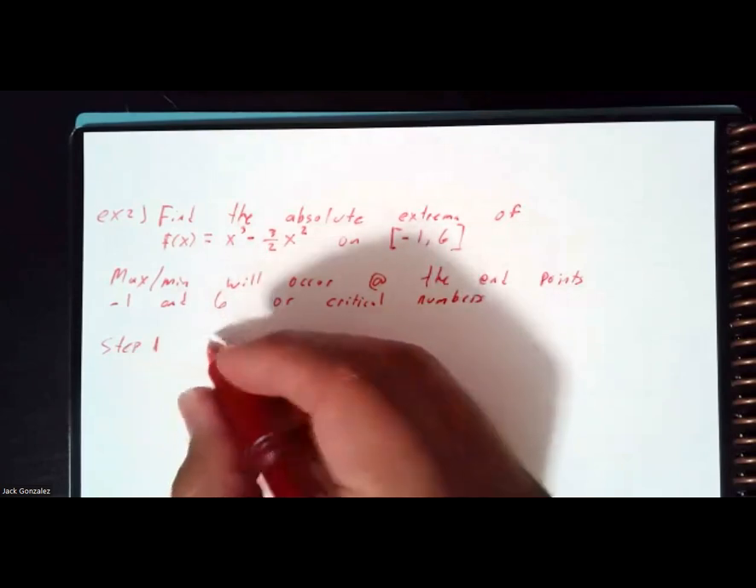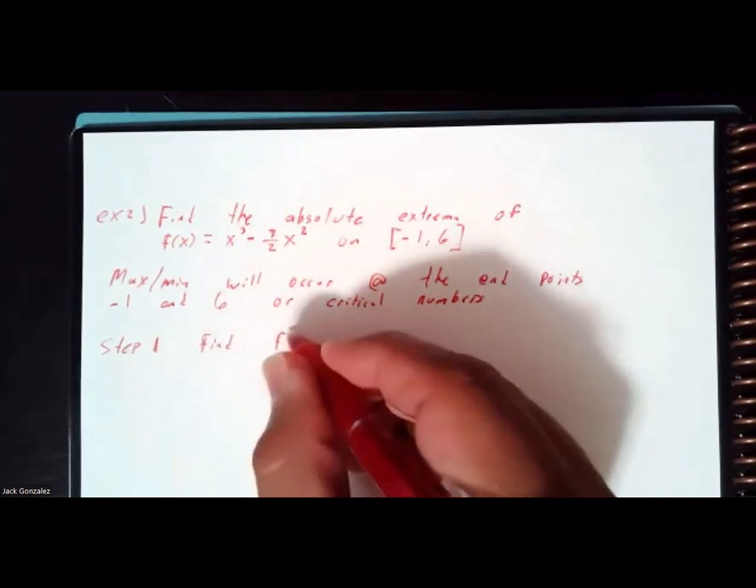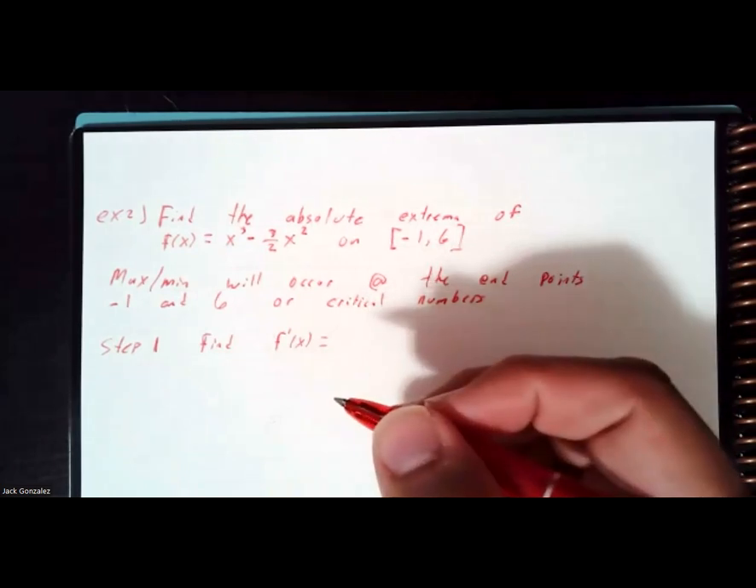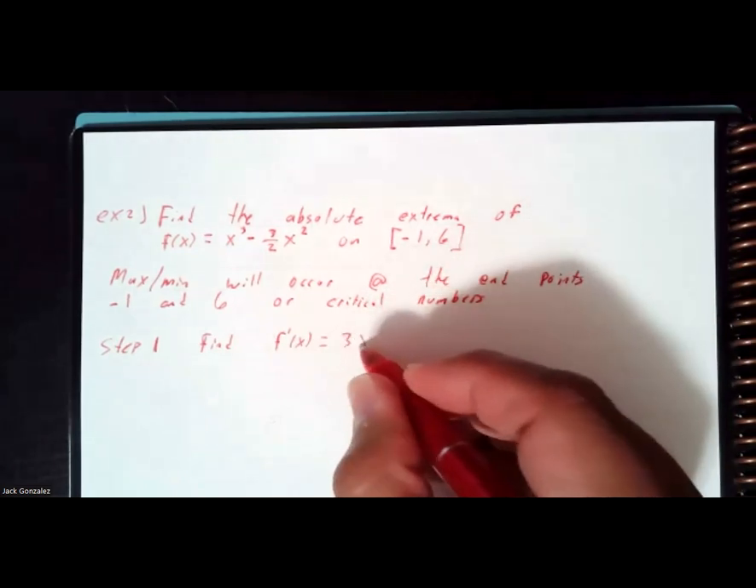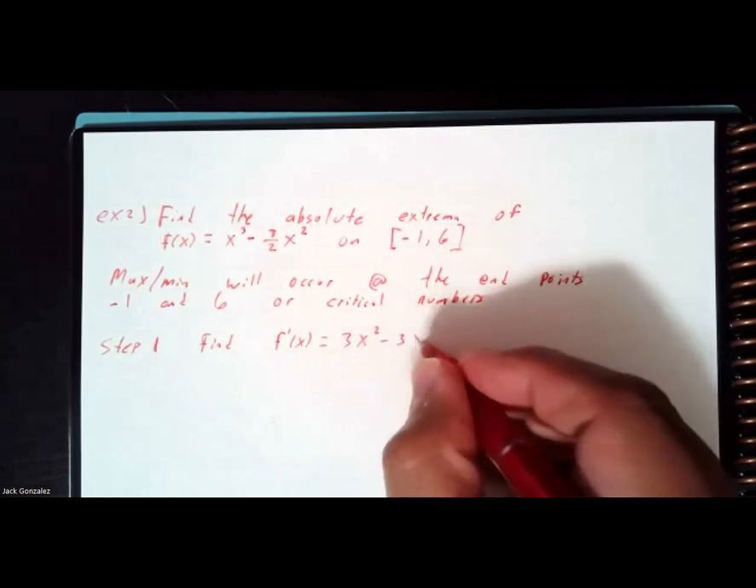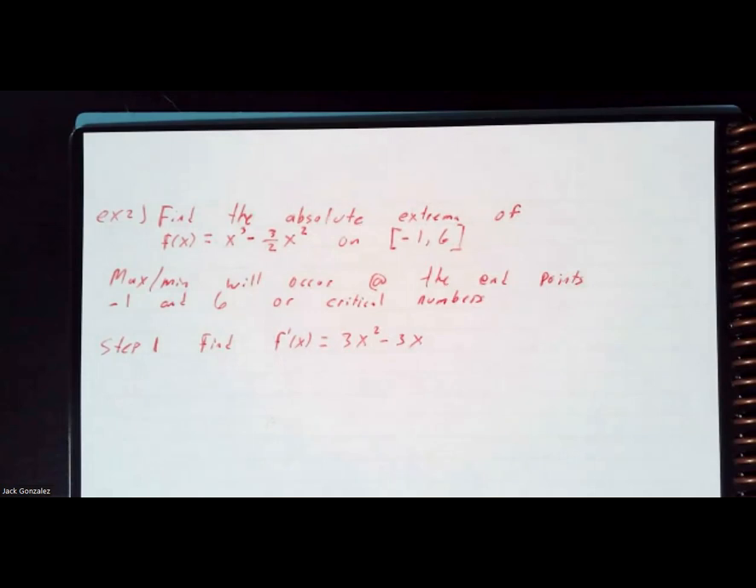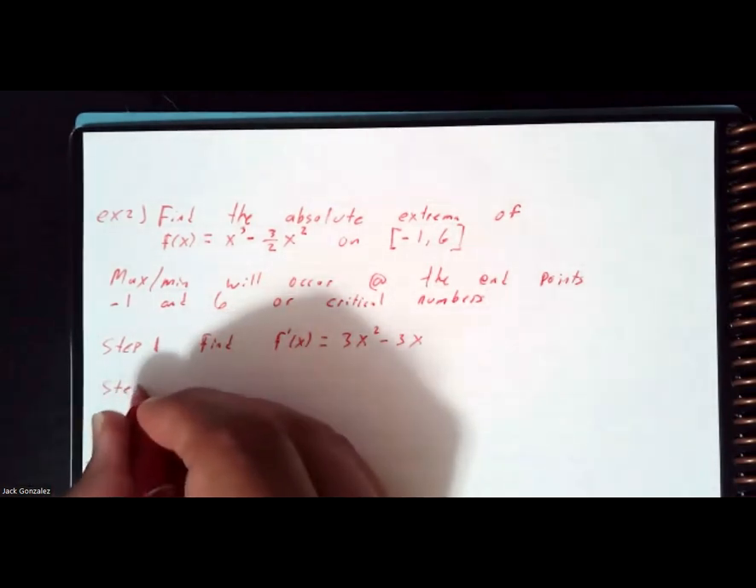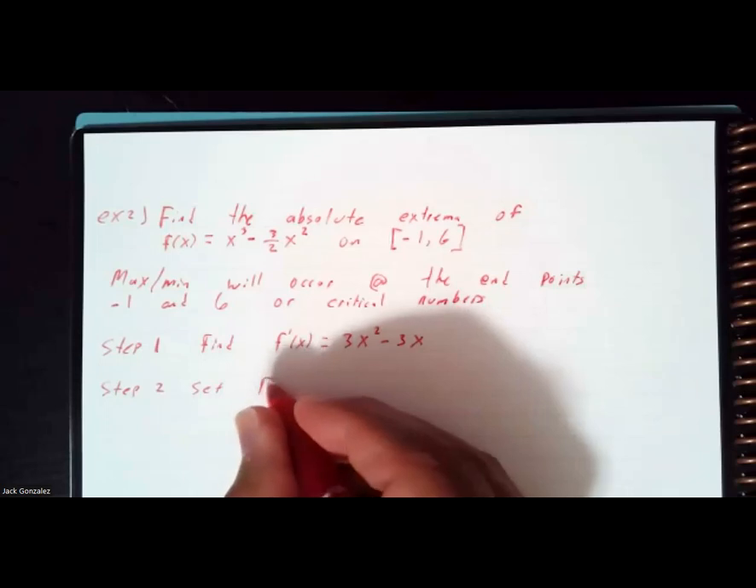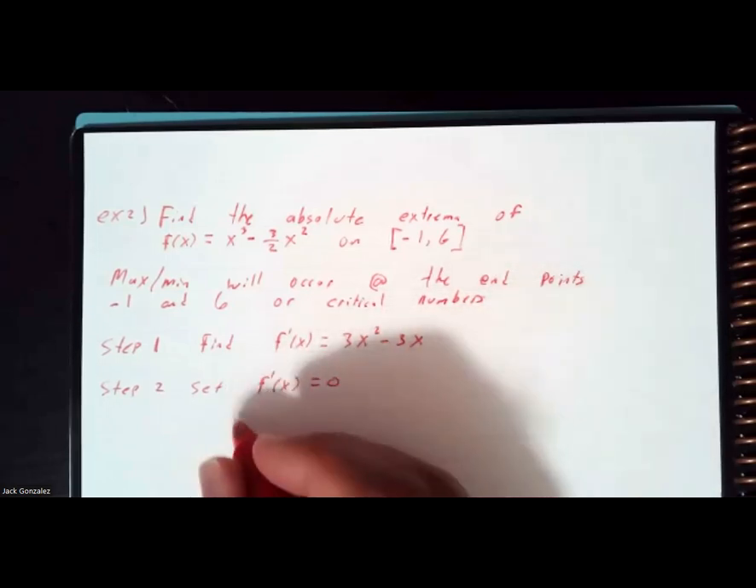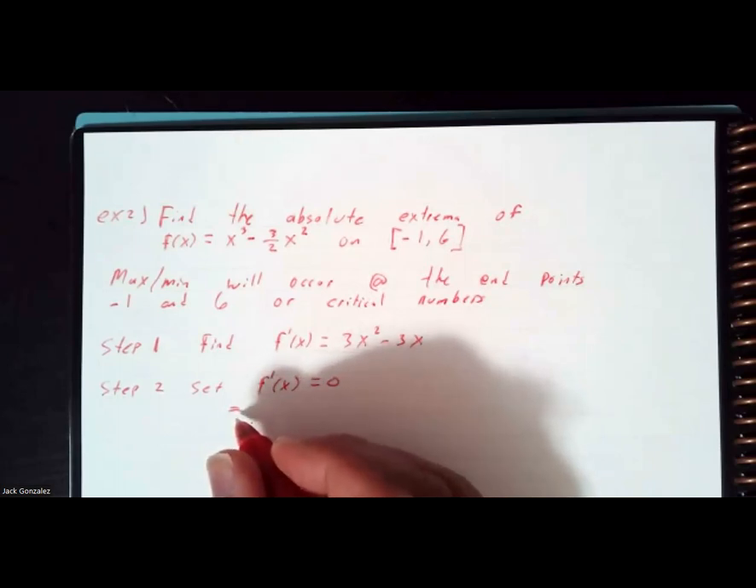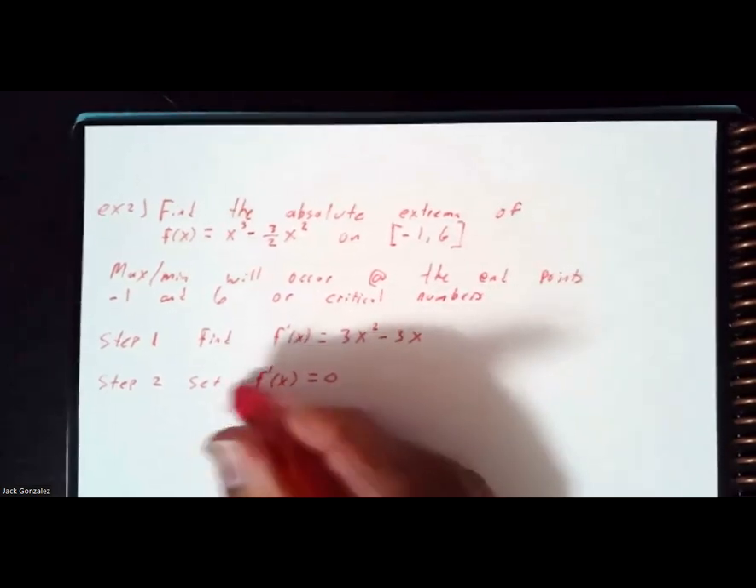Step one, find f prime. The derivative will be this. You guys agree? Yes. Okay. Step two, set the derivative equal to 0. So that'll give us, let's see, make a little more space.